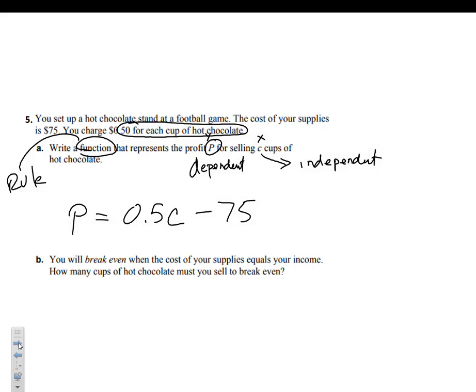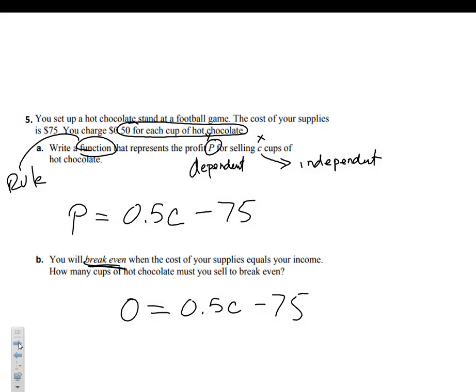And part B says you will break even. You'll break even when the cost of your supplies is equal to your income. So how many cups of chocolate must you sell to break even? All right. So to break even, we're actually going to solve our equation, our break-even point. 0 has to equal 0.5 times the number of cups minus 75. Our break-even is when the amount of cocoa we sell is equal to the amount of supply.